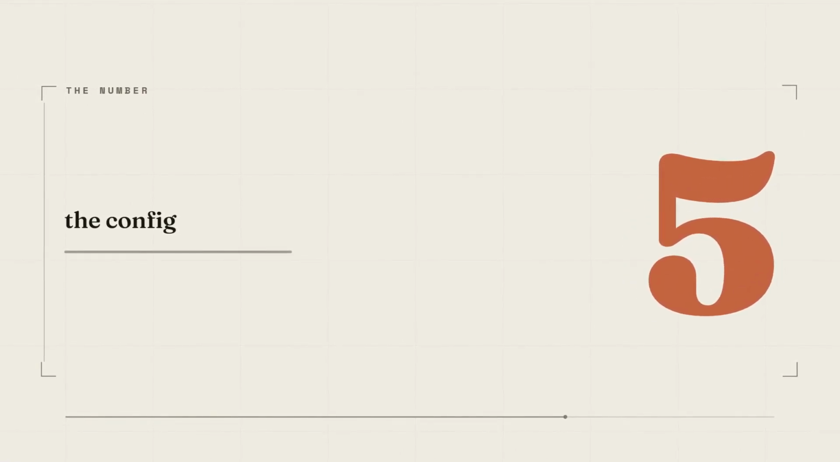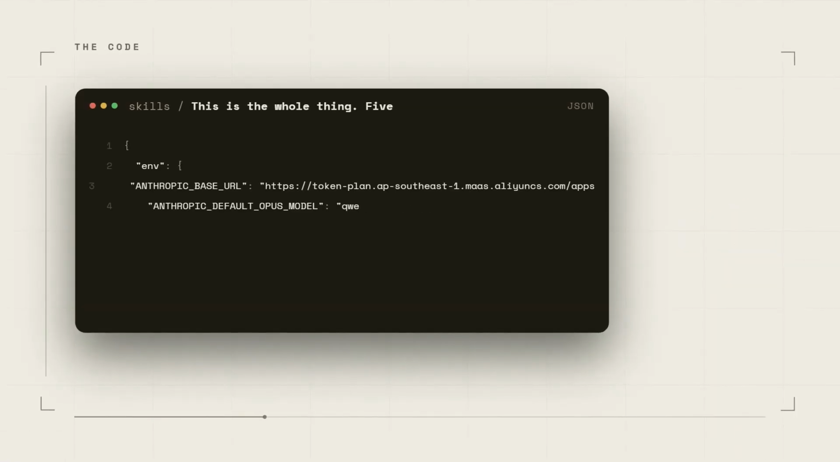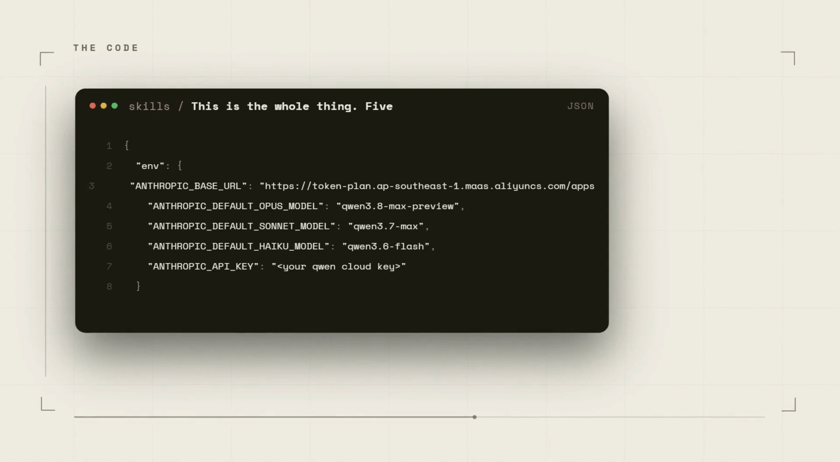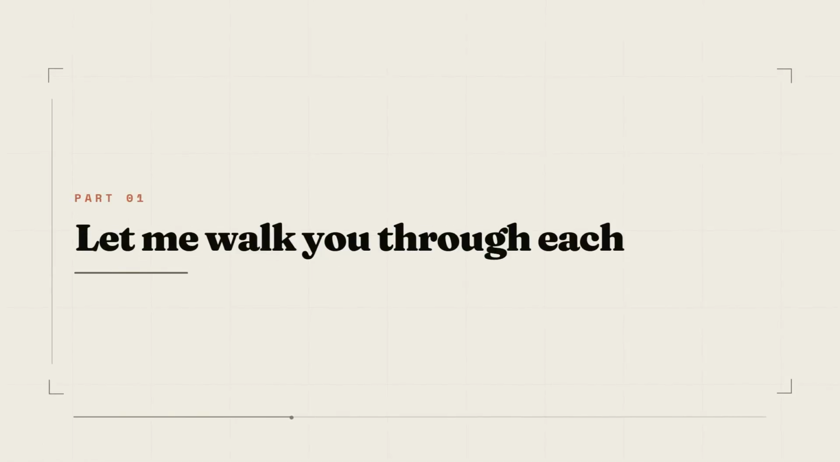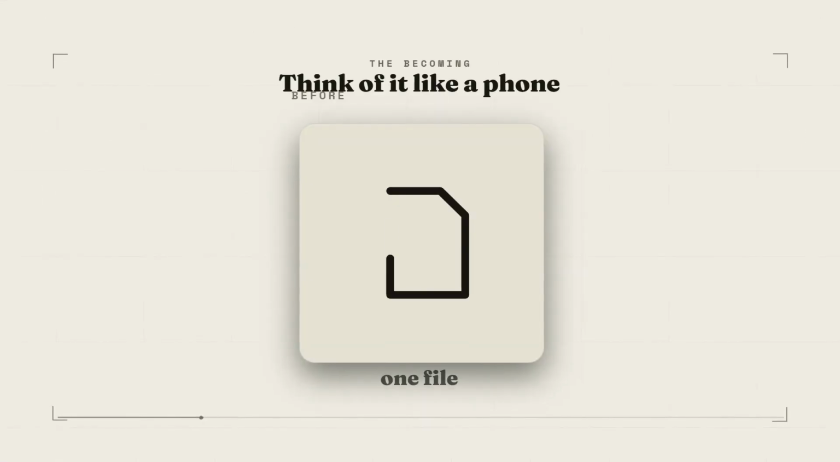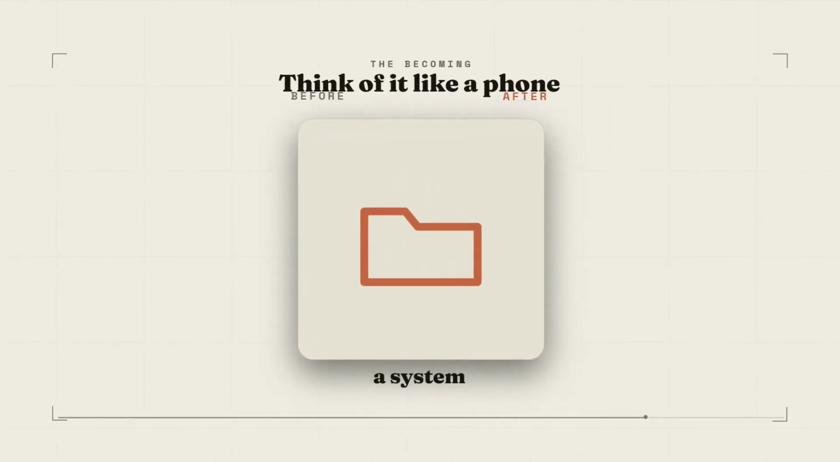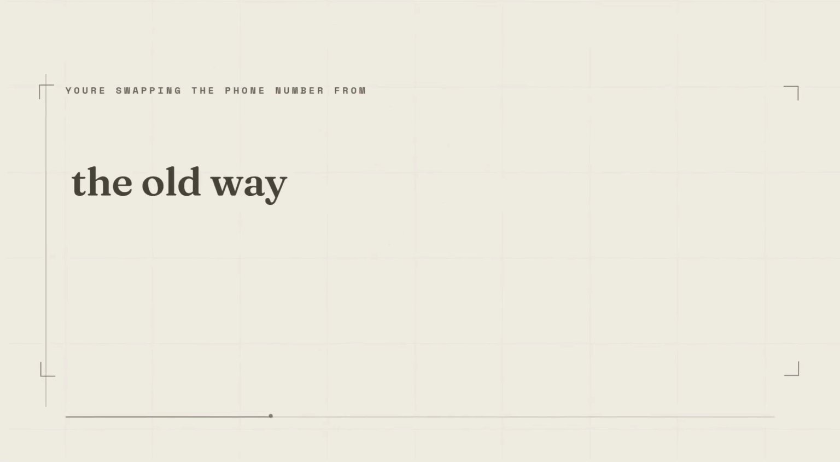This is the whole thing. 5 lines in a file called settings.local.json, which sits in your project's .claude folder. Let me walk you through each one. ANTHROPIC_BASE_URL. That is the web address your harness dials to reach the model. Think of it like a phone number. You are swapping the phone number from Anthropic's desk to Qwen's.